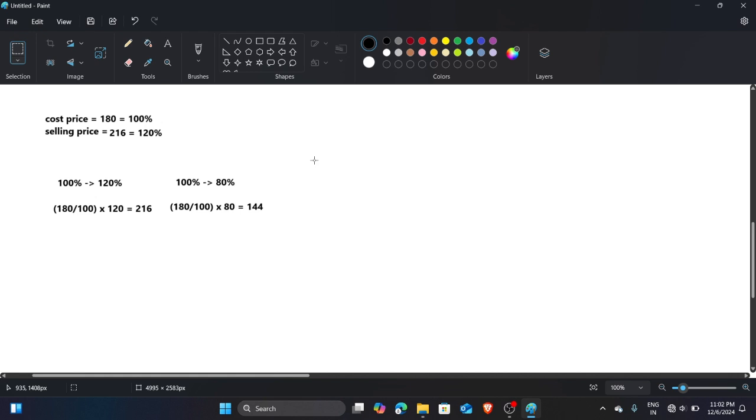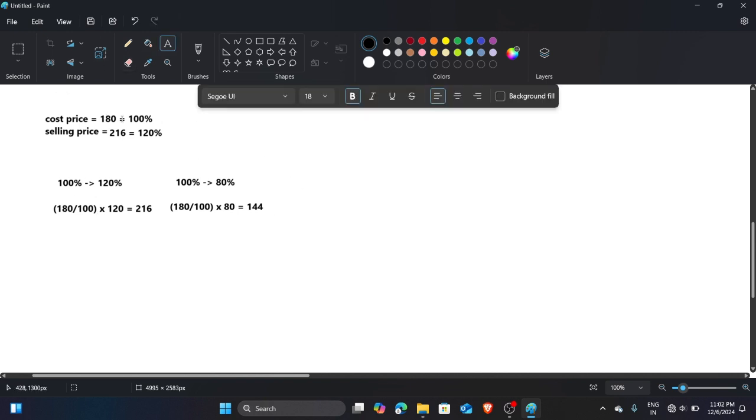What are we doing here? As I explained in the previous video, we are just dividing. 180 is the value of 100%, because the cost is always 100%. Then we just add or subtract, and that is the selling price. So 180 divided by 100 means we divide 180 into 100 equal parts, and then we get the value of 1 unit, and then we multiply that 1 unit value by 120.